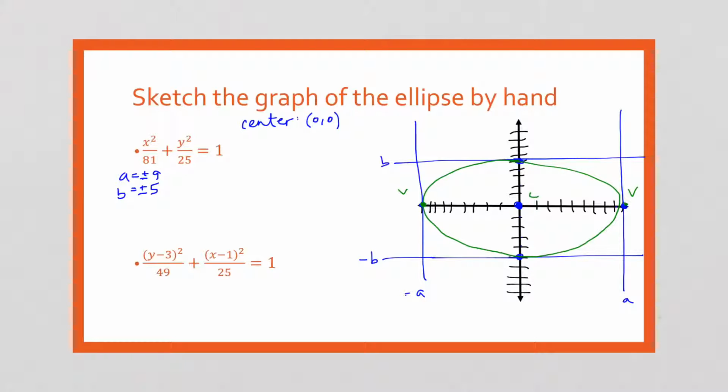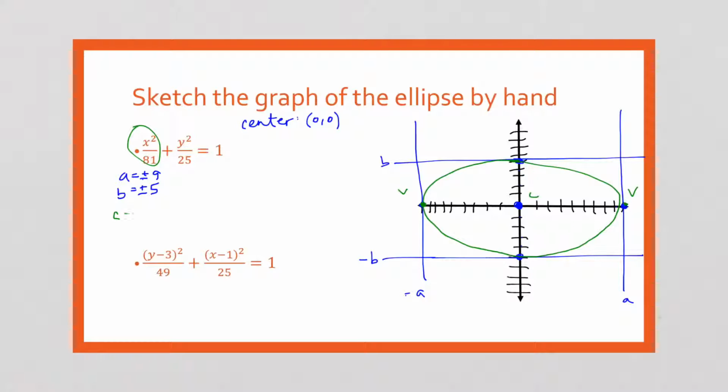Now it makes sense that our graph is oval along the x-axis because the x squared part had the larger a. That was our semi-major axis. Now the last thing I have to do is I need to put in my foci. And my foci are the plus or minus c part.